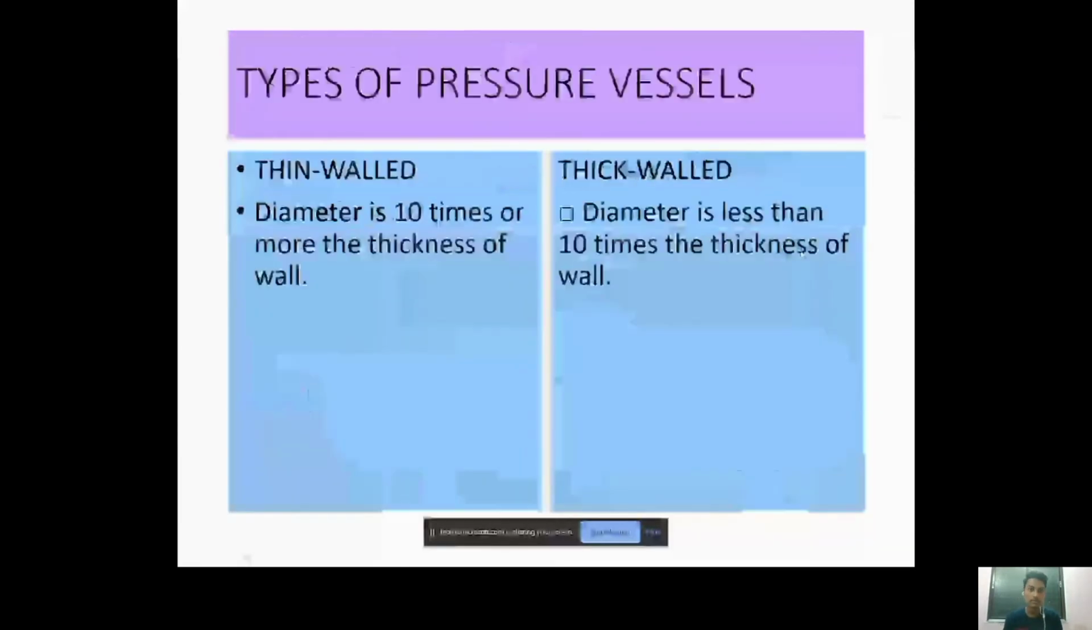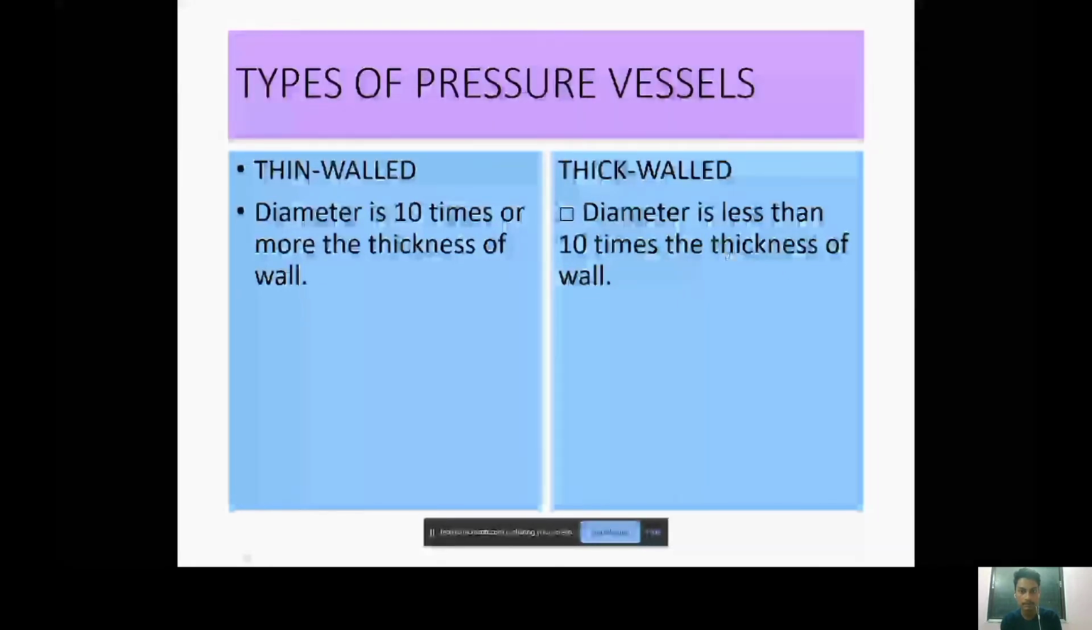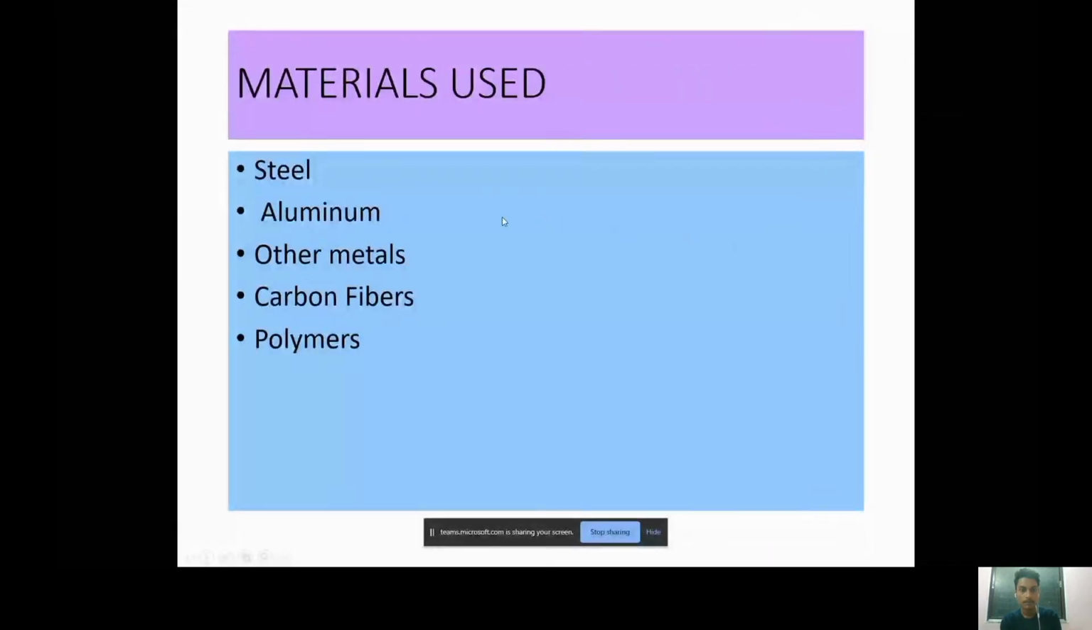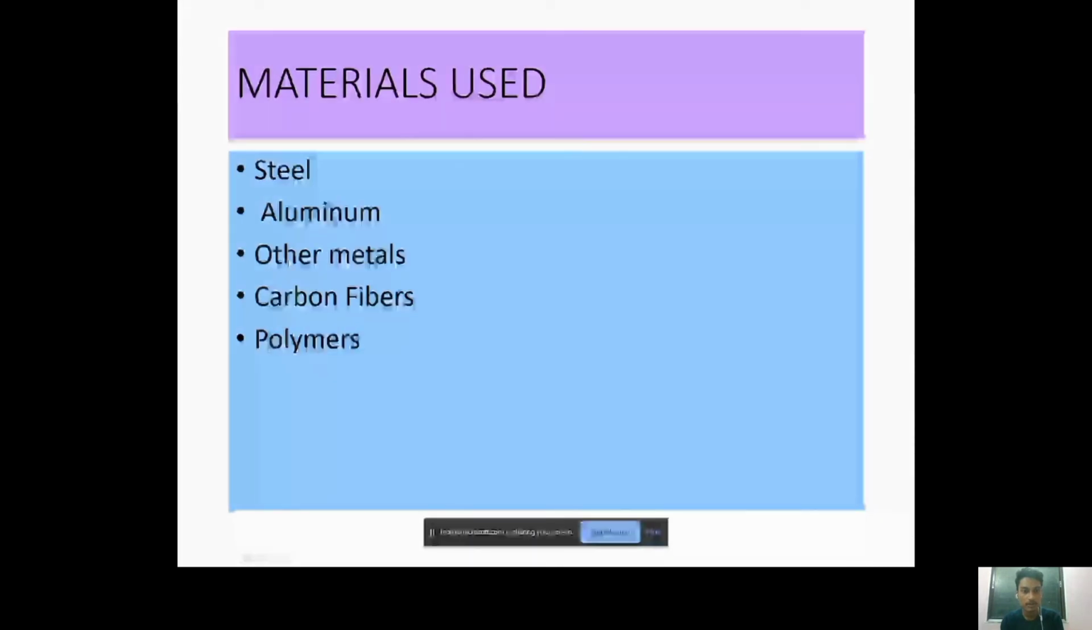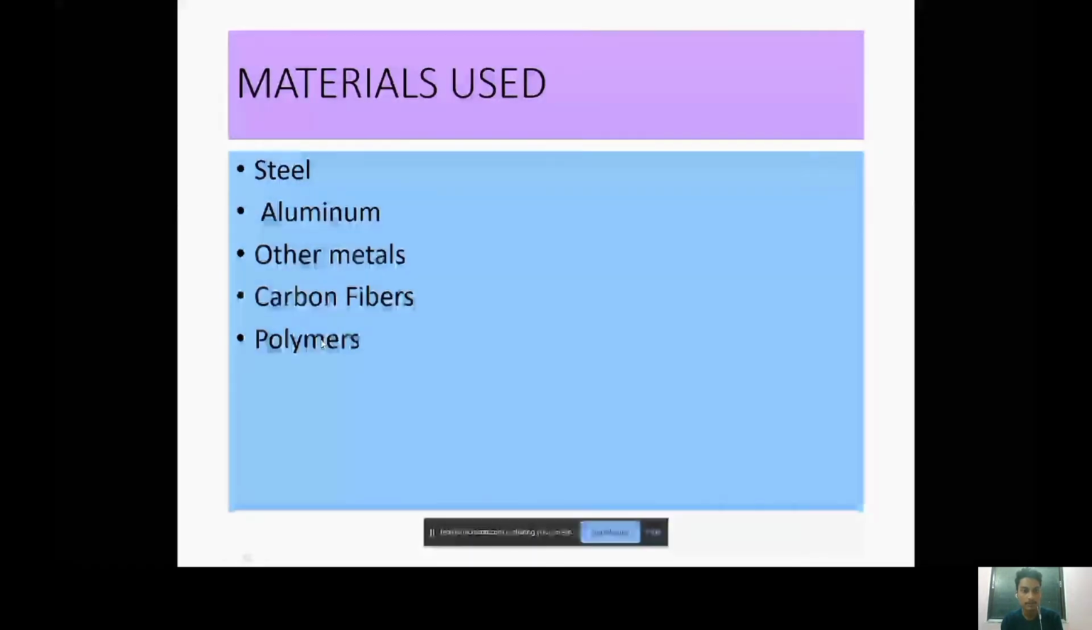Next are the types of pressure vessels. Basically, there are two types. First is the thin-walled vessel, where the diameter is 10 times or more the thickness of the wall. Next is the thick-walled vessel, where the diameter is less than 10 times the thickness of the wall. In the manufacturing process, first is the selection of material. In pressure vessels, the materials used are steel, aluminum, other metals, carbon fibers, polymers, etc.